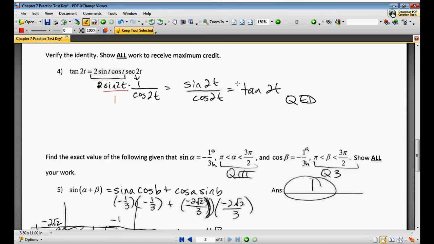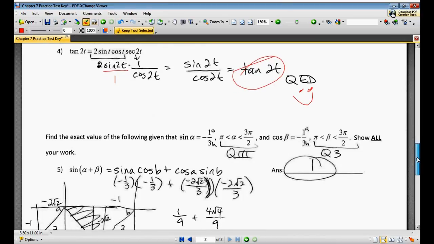Well, sine over cosine is always tangent when they have the same variable going on. So we have tangent 2t, which is what we were trying to do. We're done. So give me a smiley face. Give me something that says, hey, this is what we were trying to do. Then it gets a little bit harder.